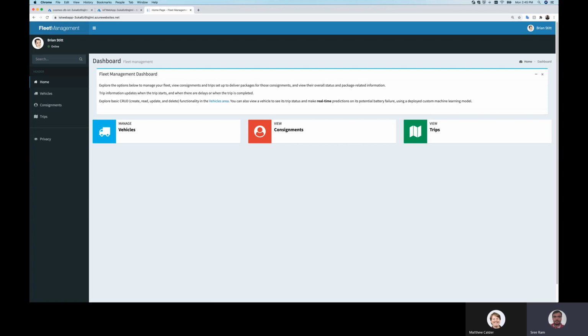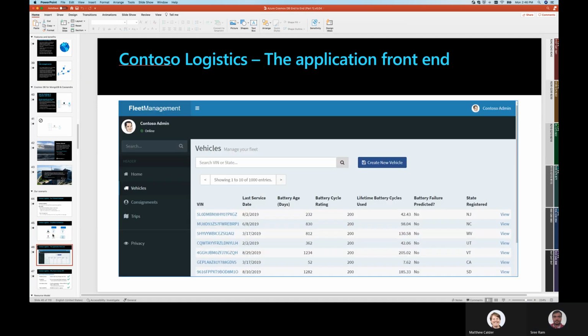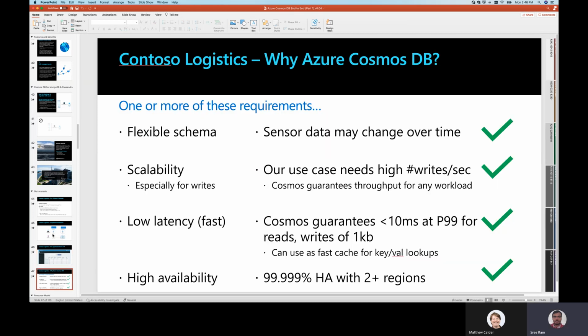So let's go and see how we can create such a web application using this very high level architecture. Moving on to the next slide. We saw the vehicles. And then, why Cosmos DB?